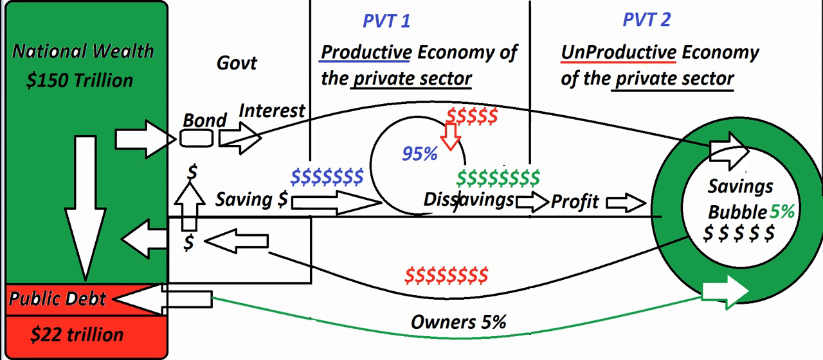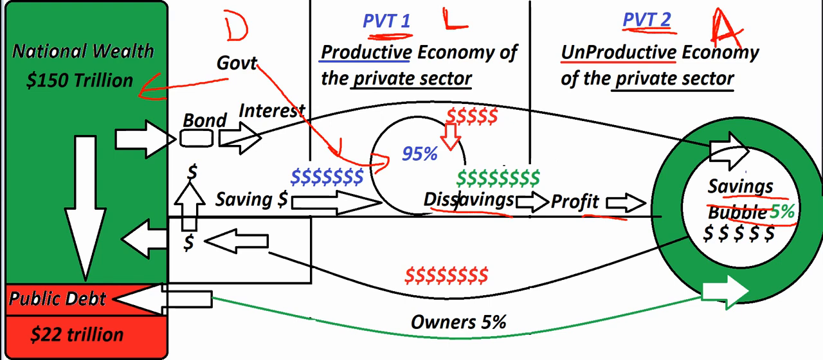The reality is this, that the government has the right to liquefy the national wealth. They have that right, okay? And what they do with those dollars is pump them into the productive economy. This saves, profit, savings. So government debt equals private sector assets. Yes, because all money flows to the savings bubble, the top 5%. And the liability of that debt goes with the productive economy of the private sector, while the unproductive economy of the private sector gets all the assets.